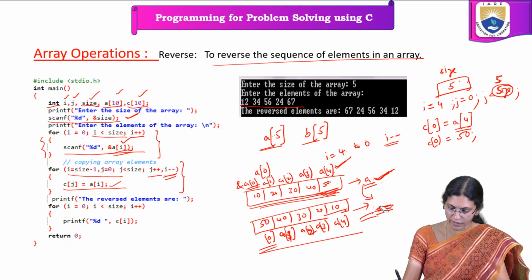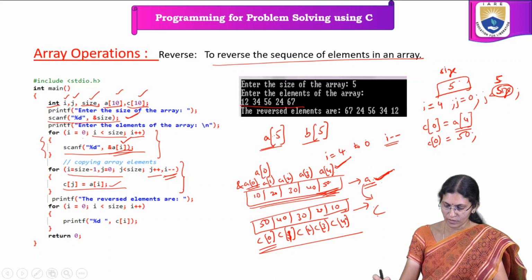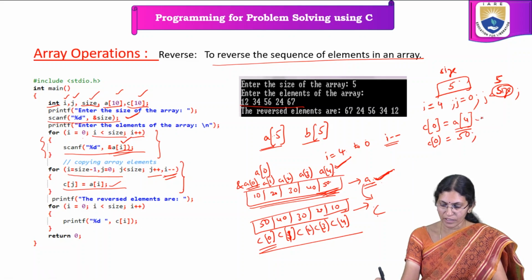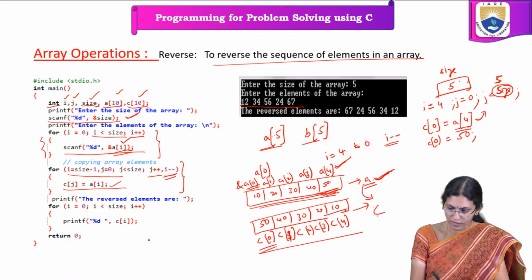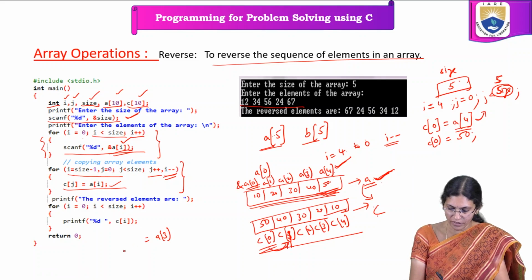So this is another array which we have created, and we need to carry out the reverse operation in C. So C of 0, C of 1, 2, 3 and 4. Next, the I value will be decremented. A of 3 value will be assigned, and then the index of array C should be incremented. So J is incremented, I is decremented here. So J will be 1 and I will be 3.